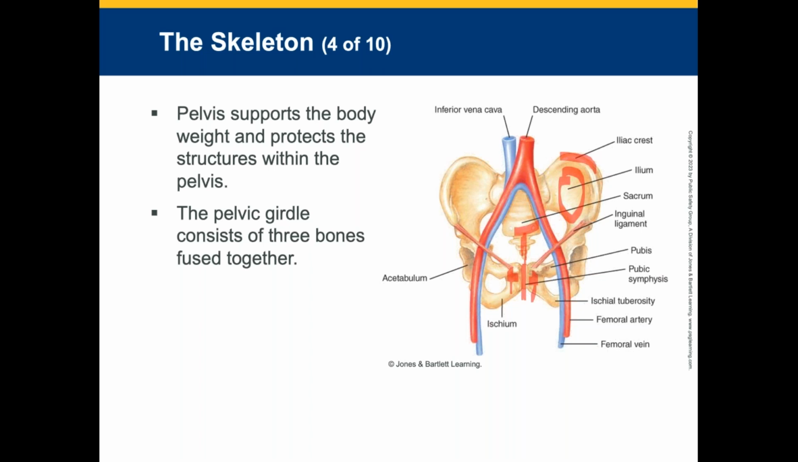Right? We have the ischial tuberosity, which is the lower part of the pelvis down here. The ischium is located here. The acetabulum. And then obviously our inferior vena cava and descending aorta going down into the femoral arteries, supplying blood flow to the legs.